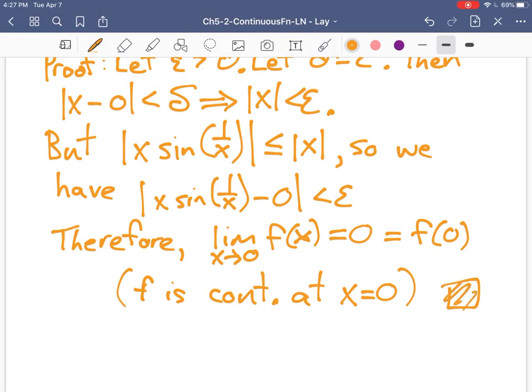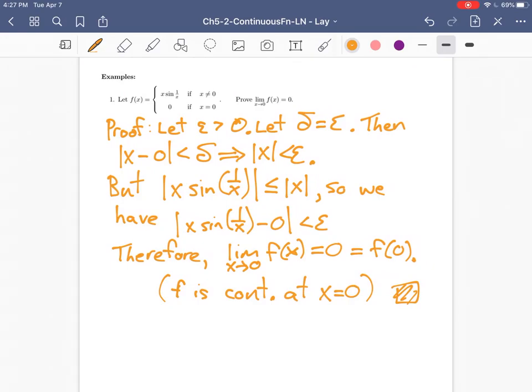Beautiful. All right, so that is our proof. So we can prove that that function is continuous. Pretty straightforward. We will talk to you again and take a look at another example in our next video.